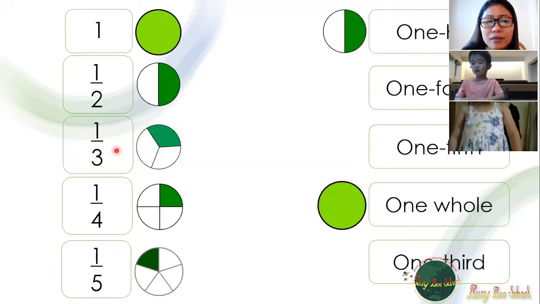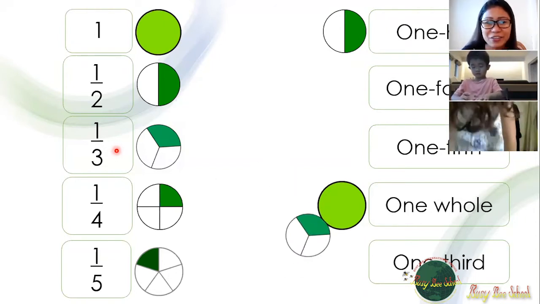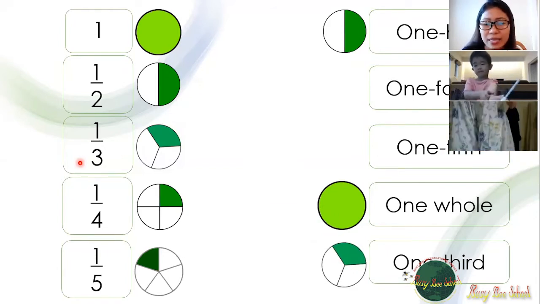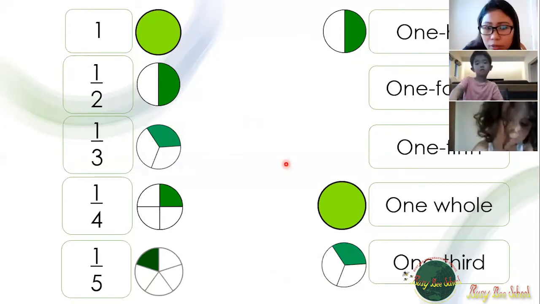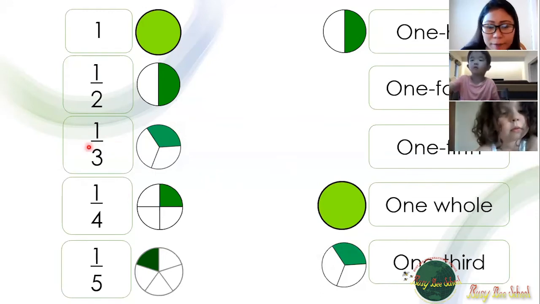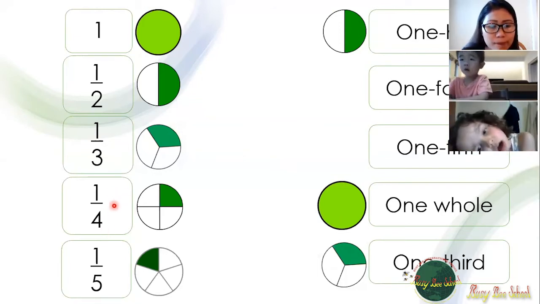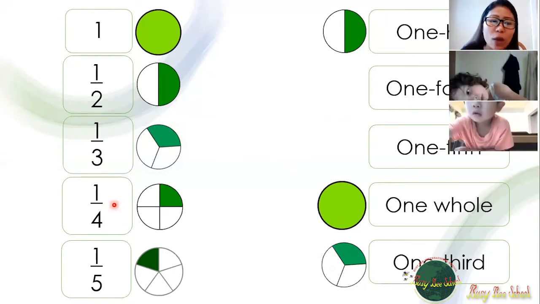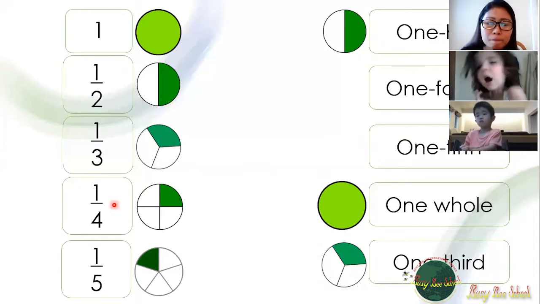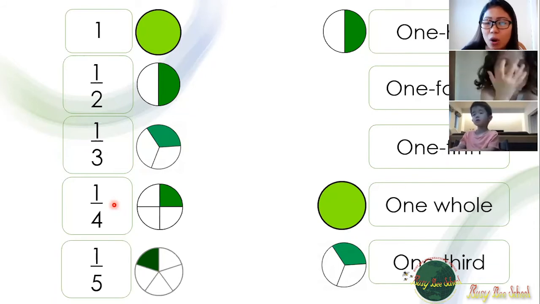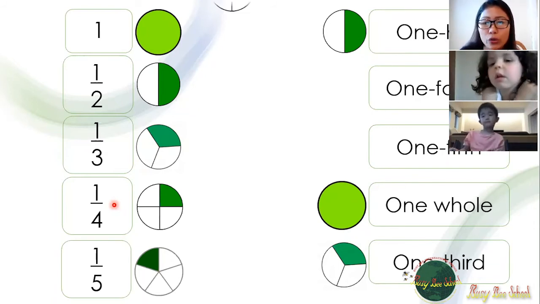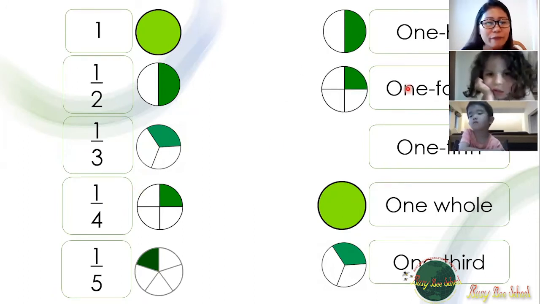Next is T-H-I-R-D. Very good. Good job, Kushi. O-N-E T-H-I-R-D. Good job. Very good. Next, Marga. How about this one? One fourth. All right. Can you spell one fourth? F-O-U-R-T-H. Very good. Good job. O-N-E F-O-U-R-T-H. That is one fourth. Good job.